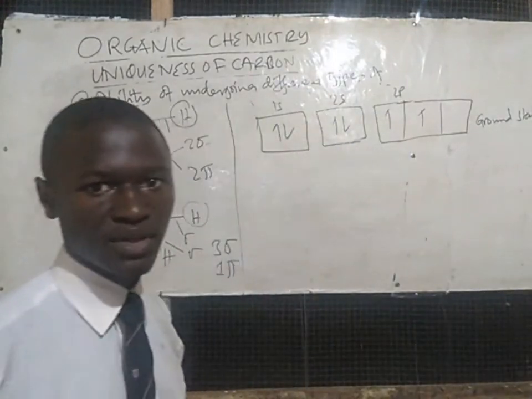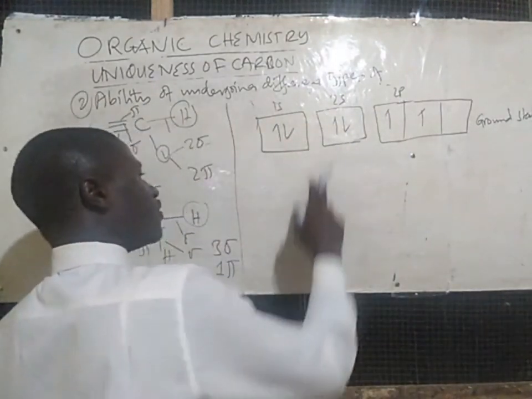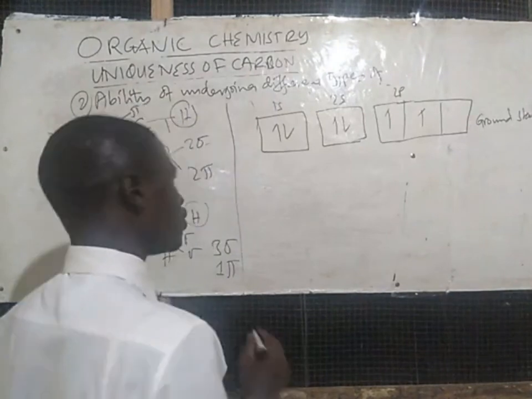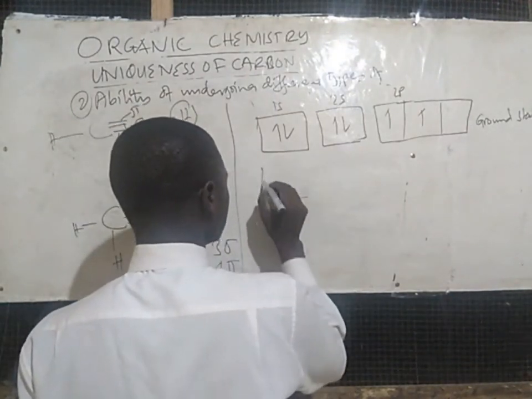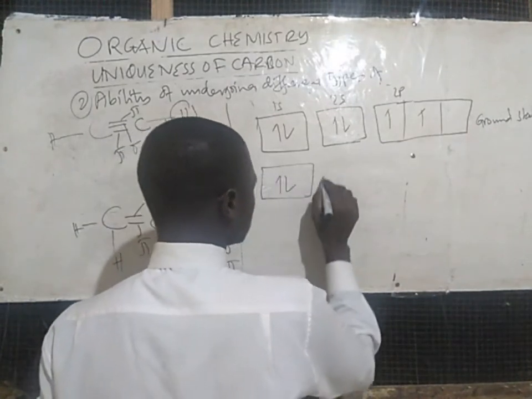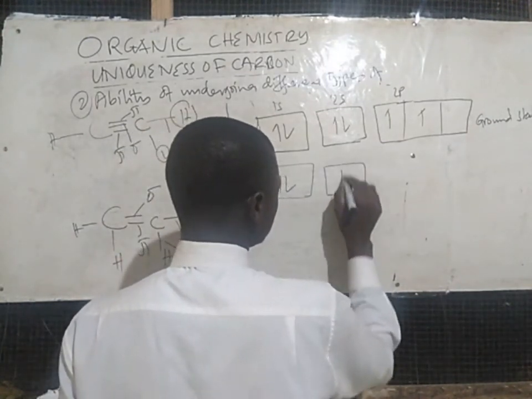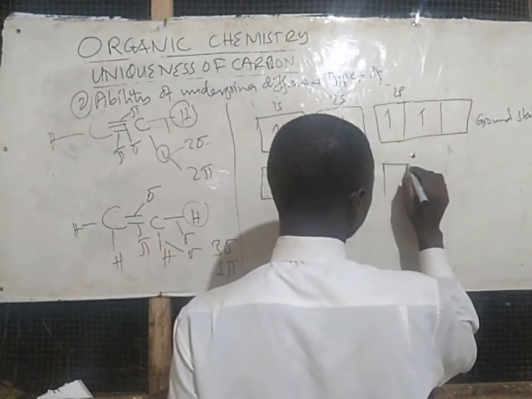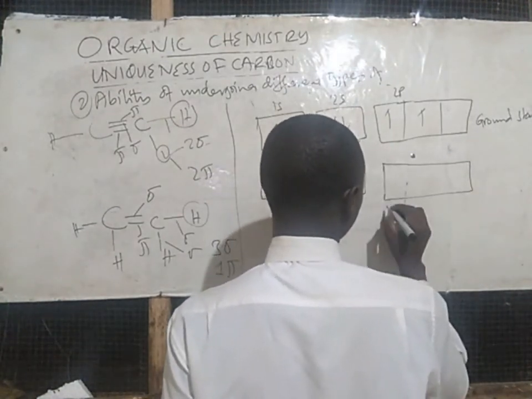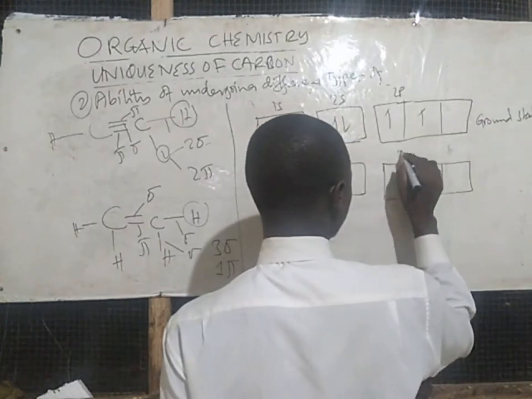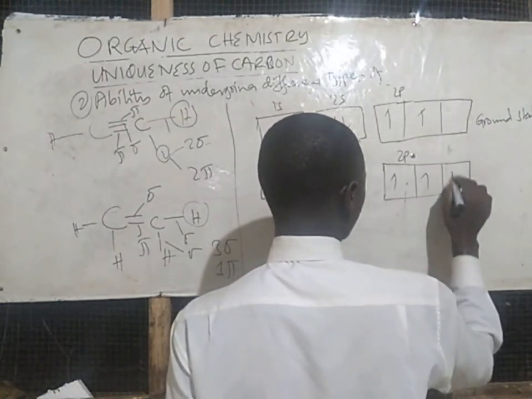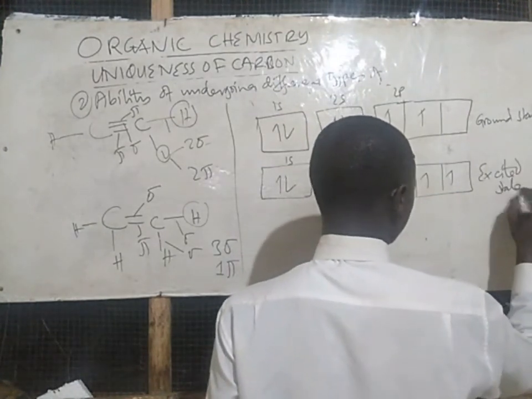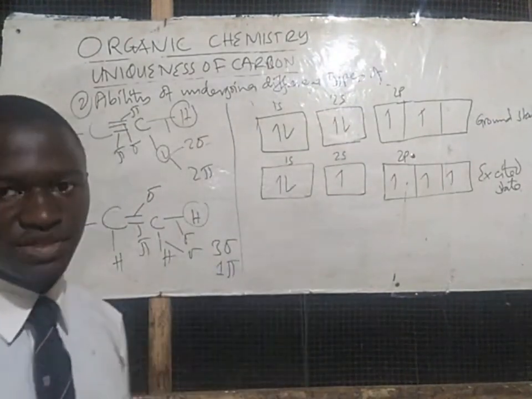Our ground state. In the excited state, one of these electrons in 2s will be excited to 2p. So, in the excited state, it will be 1s2, 2s1, and then 2p3. 1, 2, 3. Excited state. Now we have seen the ground state and excited state for carbon.